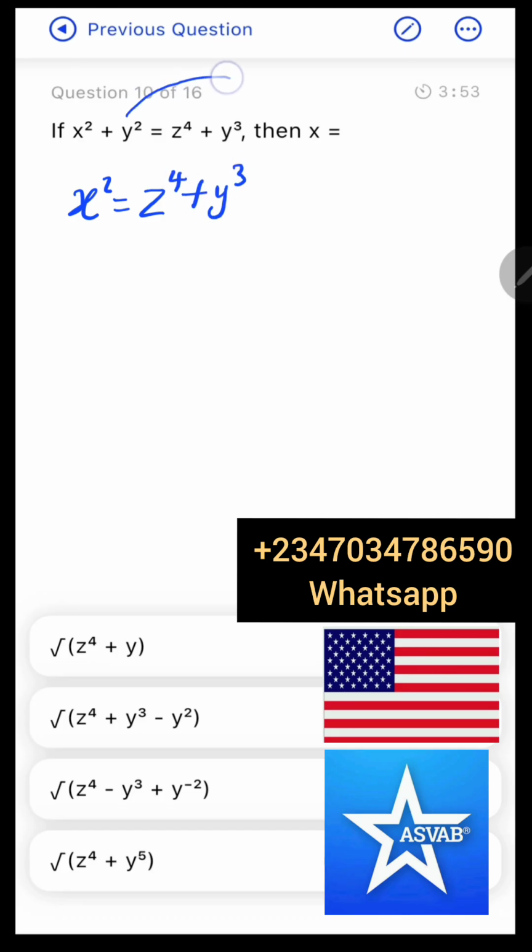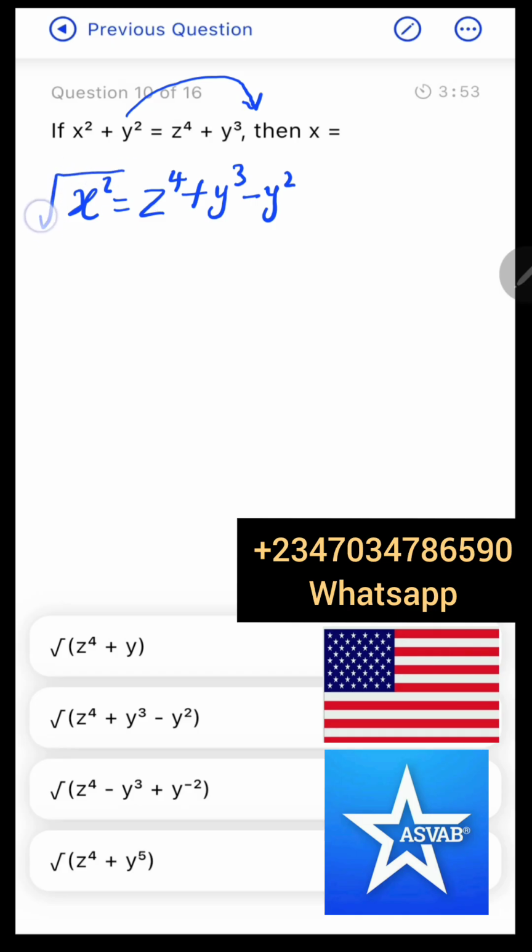Then we're going to take this y to power 2 to the right hand side. So it's going to change from positive to negative y to the power of 2 because of this equality sign. So remember, we are looking for the value of x, and here we have x to power of 2. So what can we do to eliminate this 2? We can only eliminate this 2 as an exponent by taking the square root of both sides.